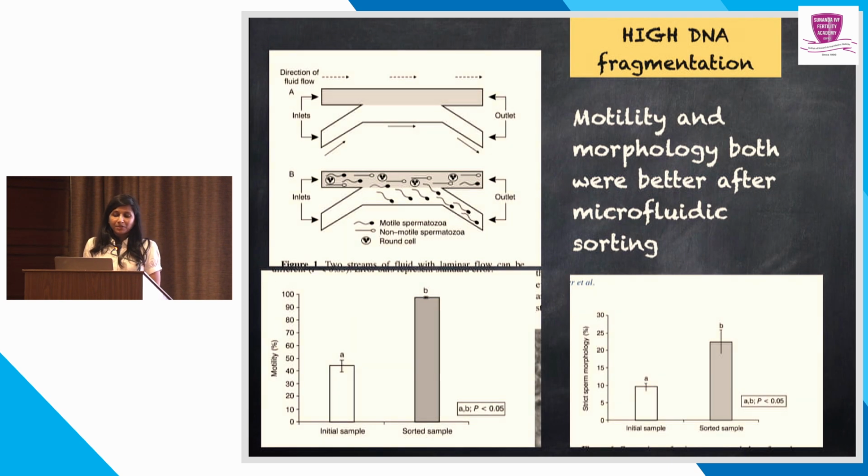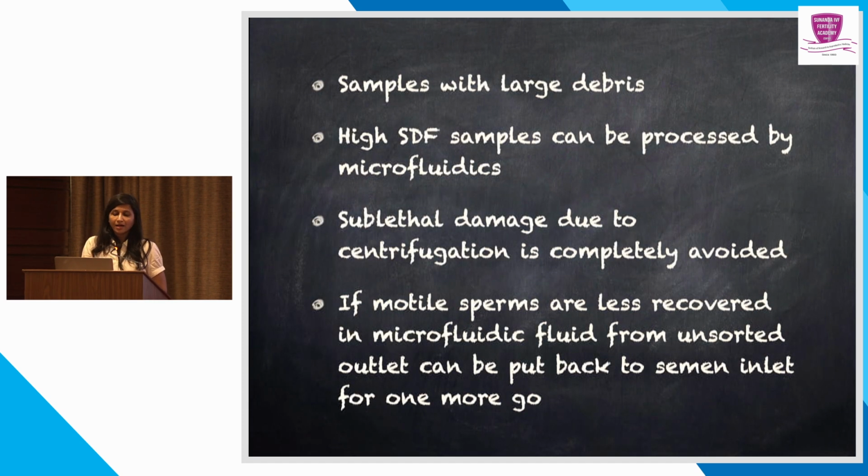Then, about high DNA fragmentation, we have the microfluidic technique, where motility and morphology were both better after microfluidic sorting. Patients who have a high DFI can go for this technique, where we have this kit available, and we keep the undiluted sample. At the end, with those 4 channels, the sperm which get collected have the least DNA fragmentation. The only drawback is that sometimes the volume is very small, so again you have to put in the sample and wait for another sample to come. Samples with large debris and high sperm DNA fragmentation can be processed by microfluidics.